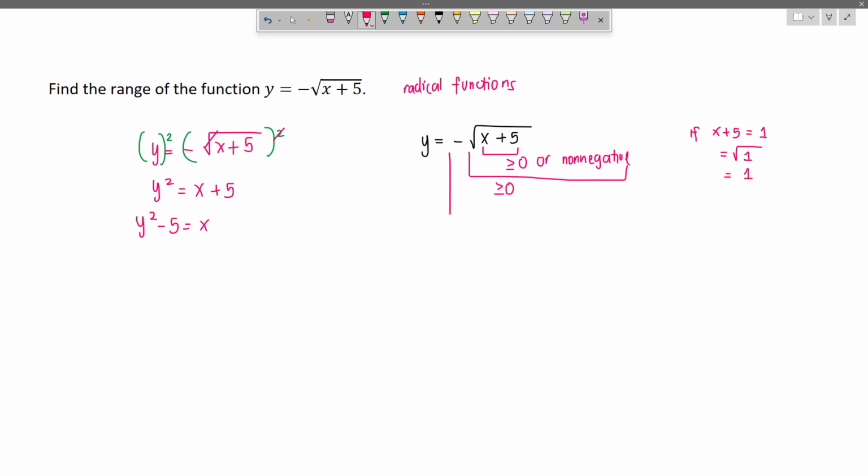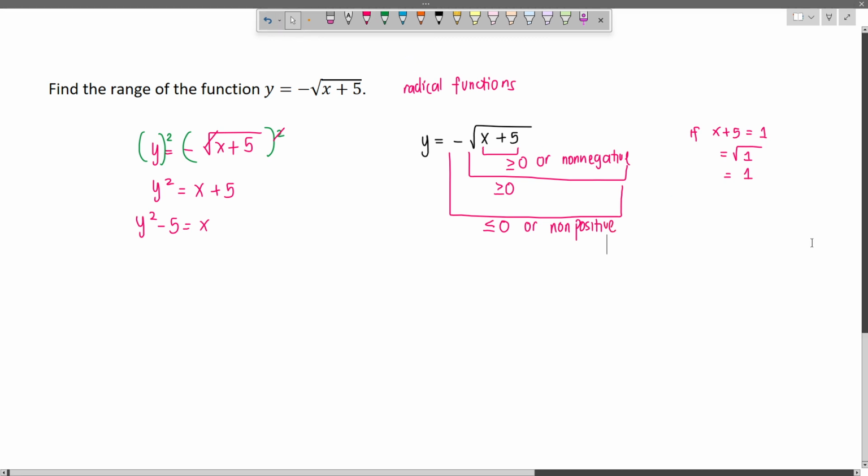But then you need to multiply whatever result you have by -1, because we have a negative here. So any number greater than or equal to 0 multiplied by a negative value, or -1, will give us a number less than or equal to 0. Okay. Or non-positive.